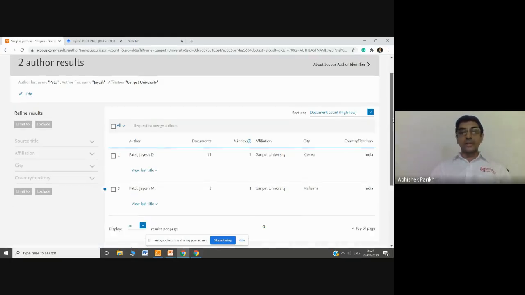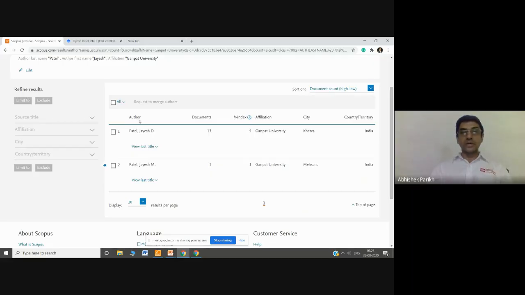Now again, there are some questions from many research scholars and even faculties. Let's say, for example, currently Jayesh Patel is working with Ganpat University. He has 13 documents in the Scopus listing with an h-index of 5. Now he is moving to another university or institute, right? So what about this affiliation? That purely depends upon whether this article is under Dr. Jayesh Patel's copyright, or it is under the institution's property.